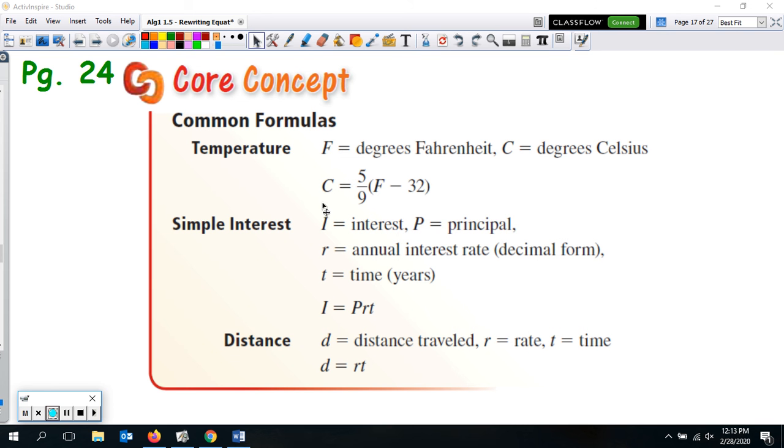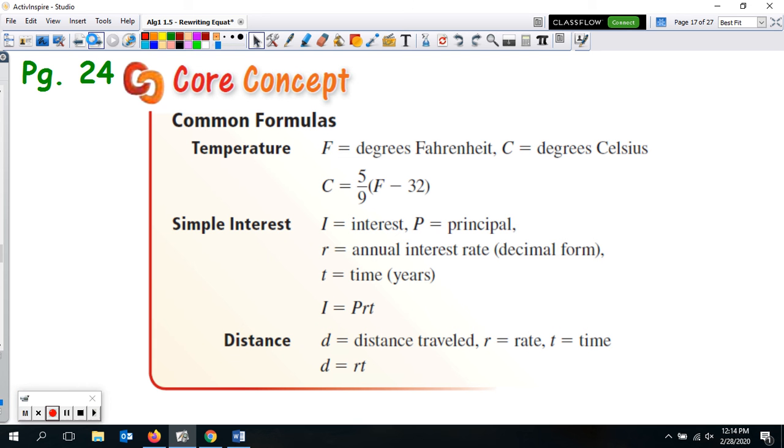And here are the formulas. You have C equals 5/9 times Fahrenheit minus 32. Interest, I equals PRT: the interest equals the principal times rate times time. Principal is always your starting amount. And then distance equals rate times time, R times T.